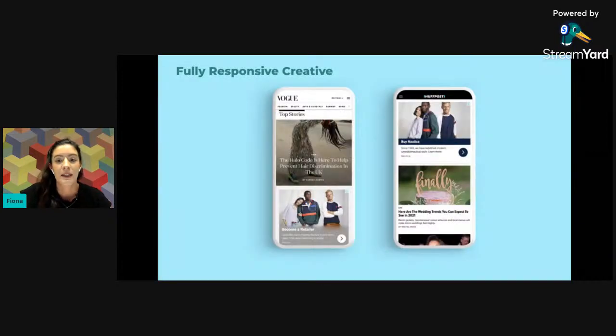On the next slide, we can see an example of some of the fully responsive creatives. This is just an example of what they would look like on your campaigns.